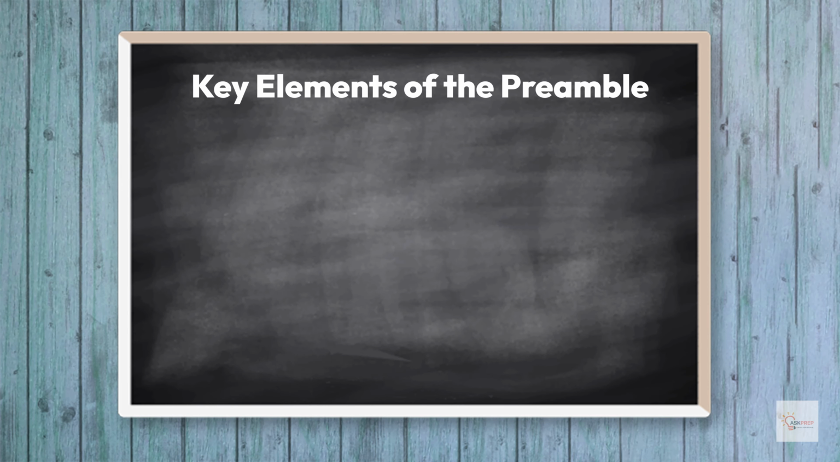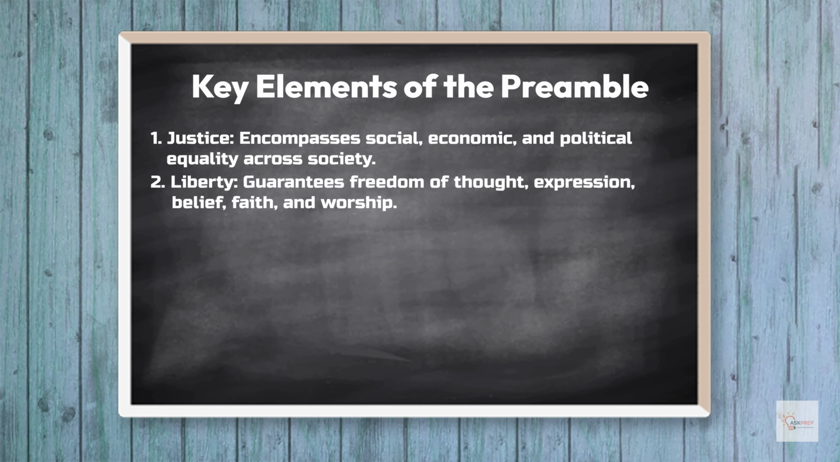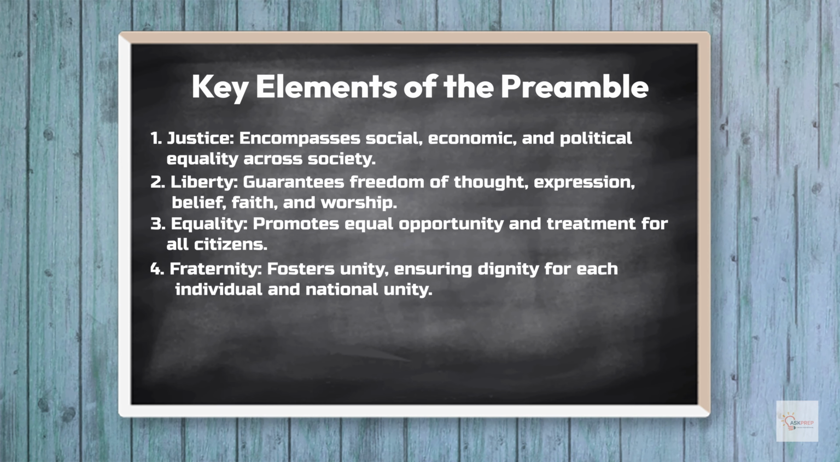Now let's talk about the fourth point: key elements of the Preamble. Justice encompasses social, economic, and political equality across society. Liberty guarantees freedom of thought, expression, belief, faith, and worship. Equality promotes equal opportunity and treatment for all citizens. Fraternity fosters unity, ensuring dignity for each individual and national unity.